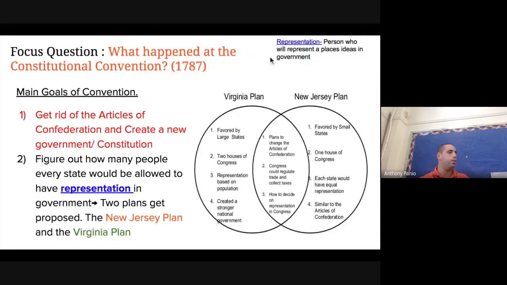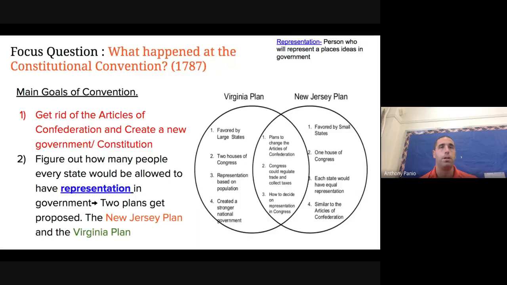All right, so let's talk about what happens at the Constitutional Convention. Just to review, our country started with the Articles of Confederation. Ultimately, though, it was a failure. We saw yesterday with Shays' Rebellion how it was not great.